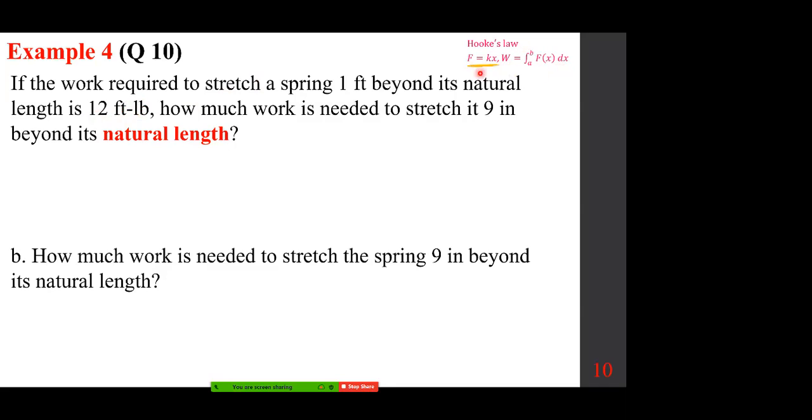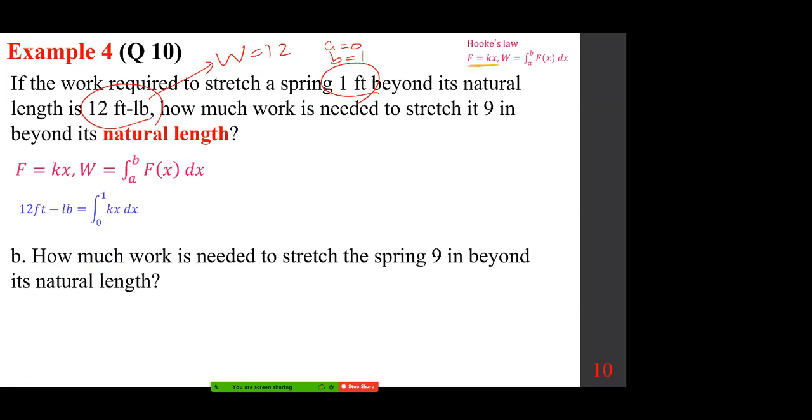So the very first step is to find the k. In other words, you would say A is 0, B equals 1, W equals 12, put the two concepts together and find K. So that's what we are going to do.